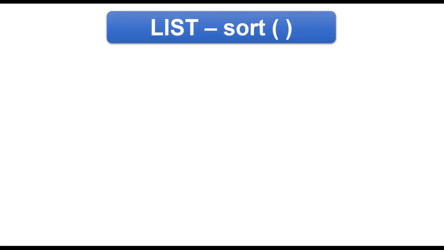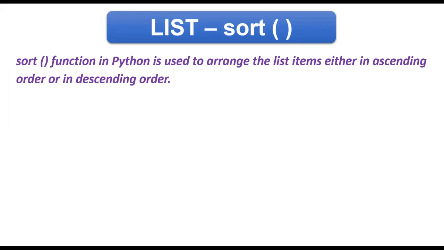Today we are going to learn about the sort function of list. But before understanding this function, we need to understand the term sorting. So what do you understand by the term sorting? Sorting means arranging the data either in ascending or in descending order. The sort function in Python is used to arrange the list items either in ascending order or in descending order.